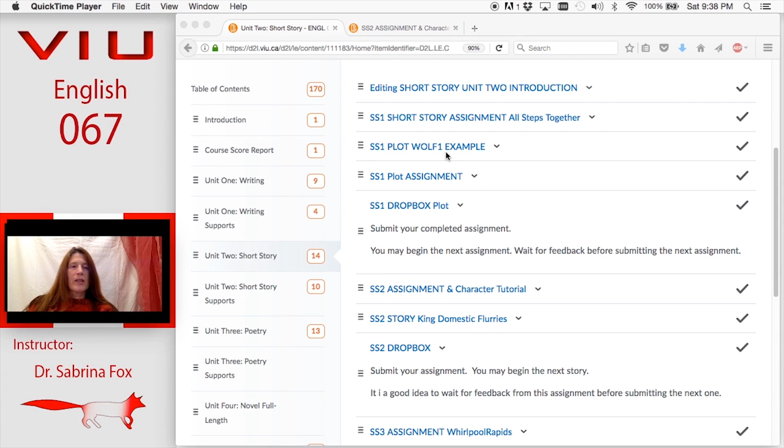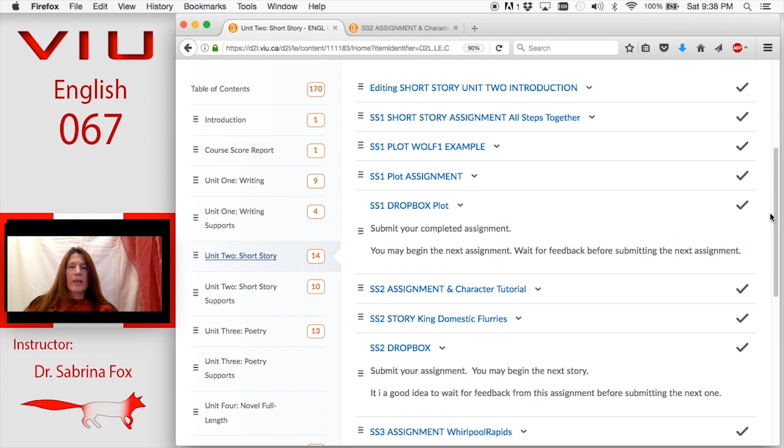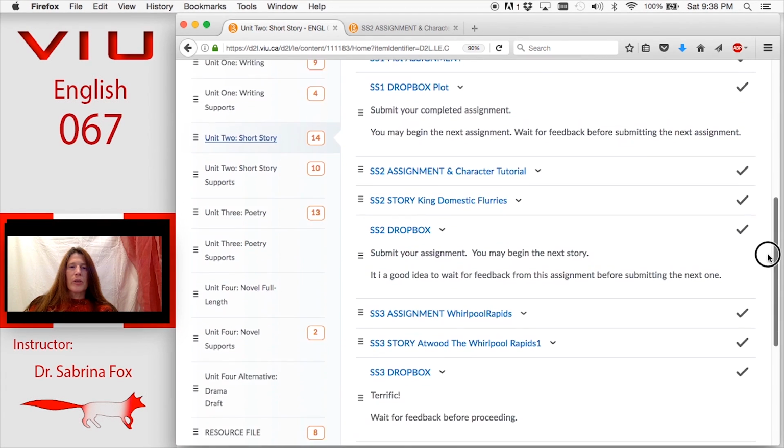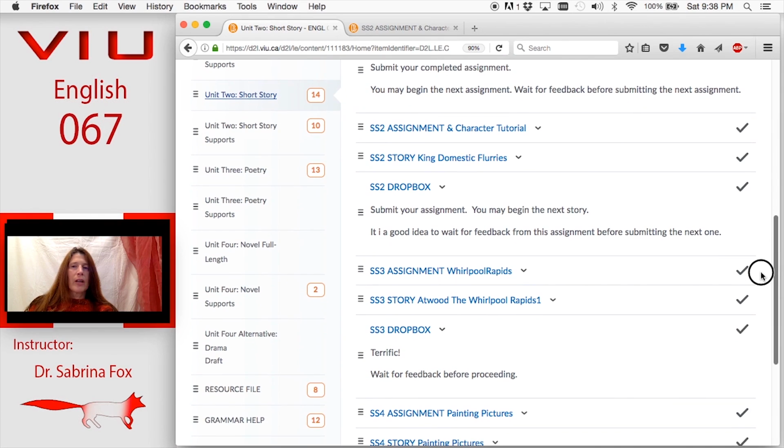Short story 1 is separate because there was a lot to explain there. So now we're going to look at basically the structure for short stories 2, 3, and 4. If you look on your website, it has SS2 assignment, SS2 story, SS2 Dropbox. That's the same for the remaining stories. But there are also tutorials and there are also supports under the short story supports.